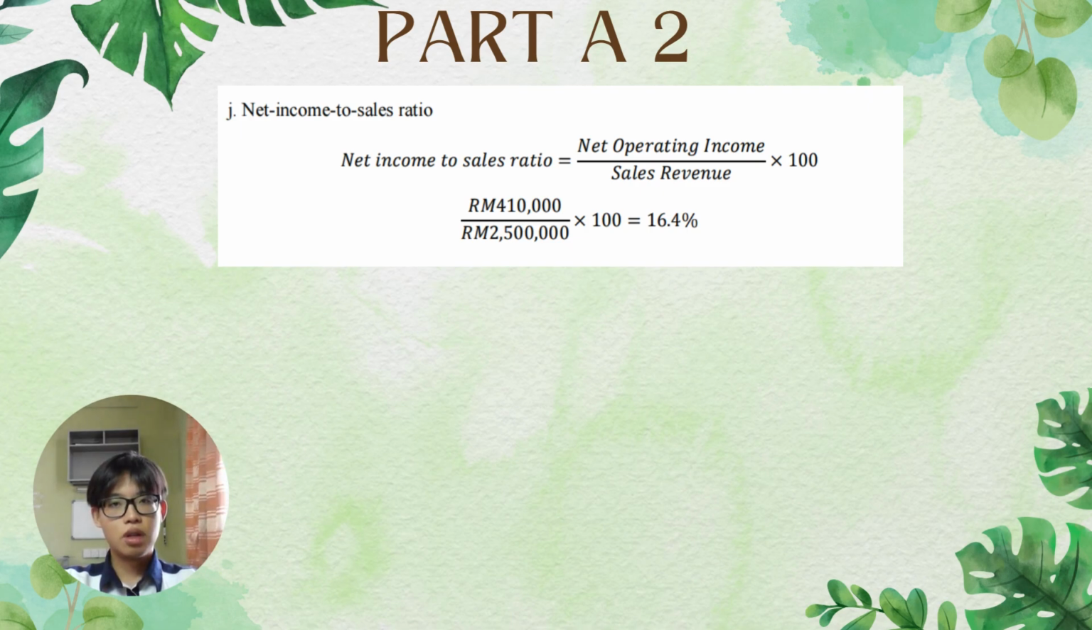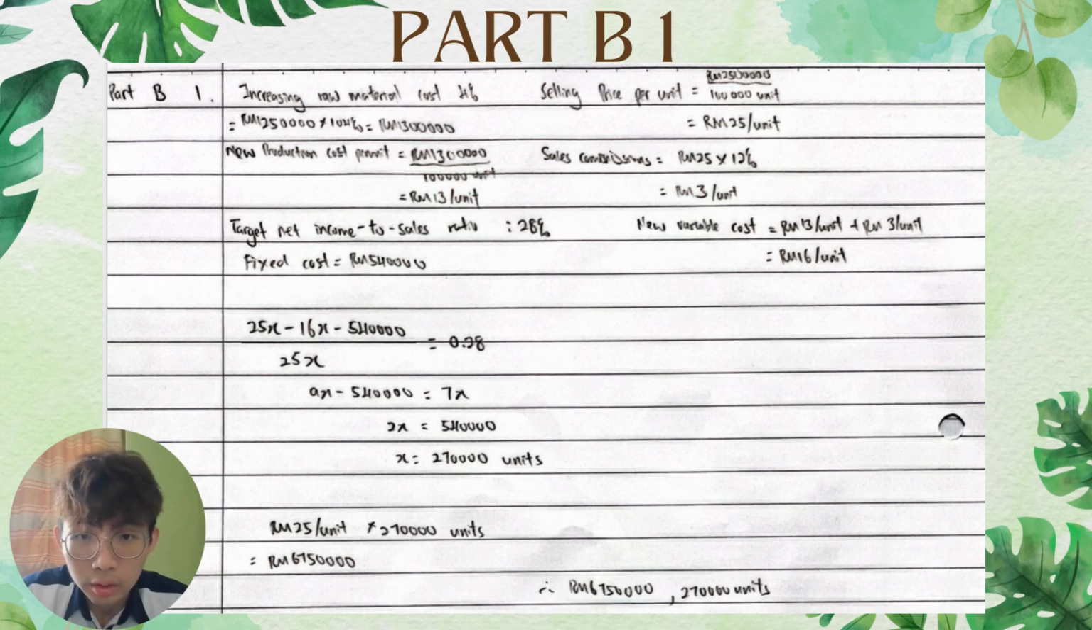Our net operating income is 410,000 divided by the sales revenue, which is 2,500,000, and multiply by 100. What we get is 16.4%. This is the scenario 1 of Innova Craft Textiles Sdn Bhd.